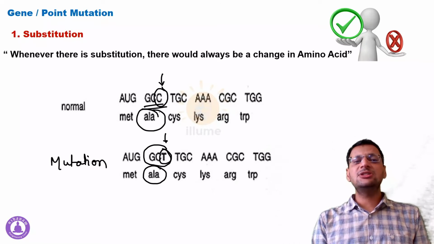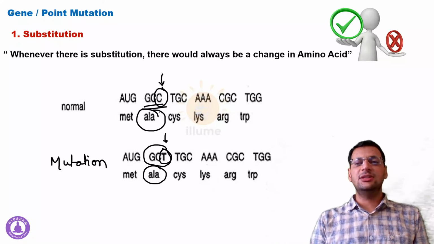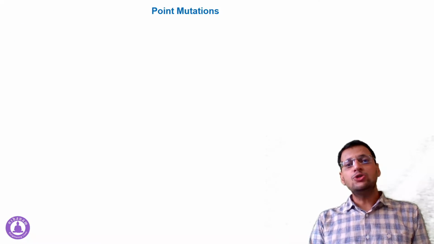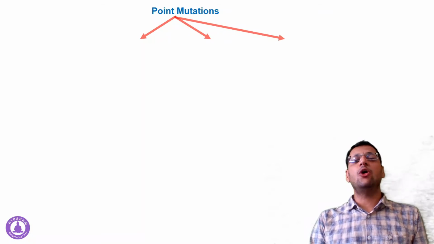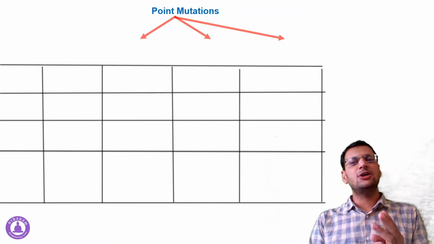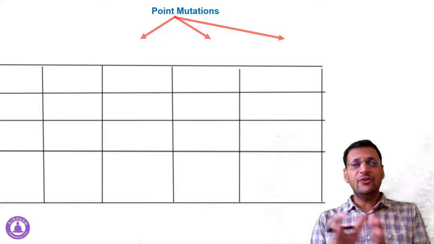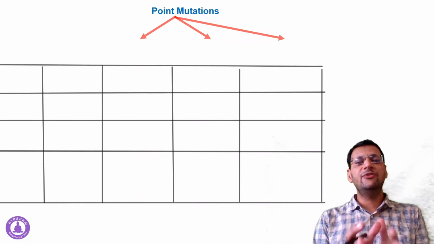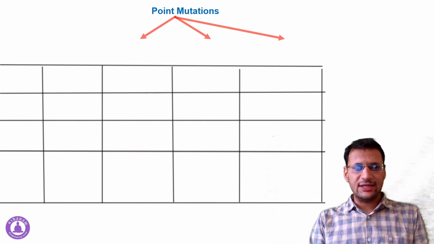So listen to this carefully and remember this, that all substitution will not always bring a change in the amino acid. So what kind of change is occurring in the polypeptide chain? On that basis, point mutations are of 3 types. I'll first take 3 different examples to show you the differences, and then I'll tell you about the type of mutation they are called as.